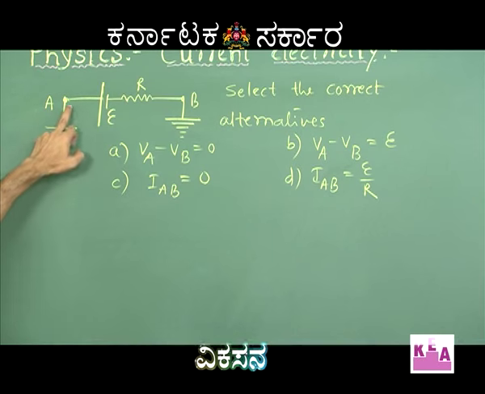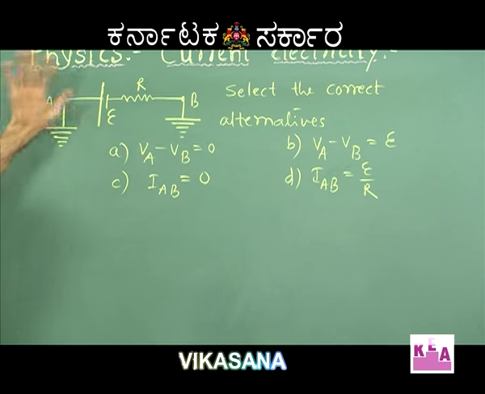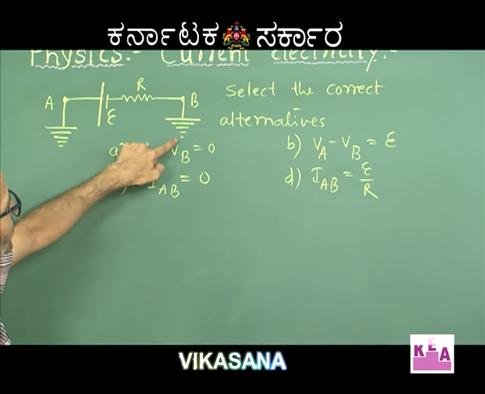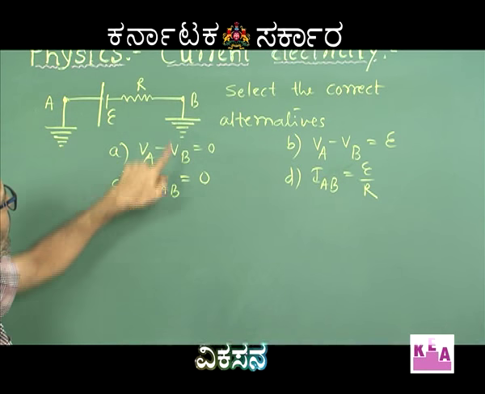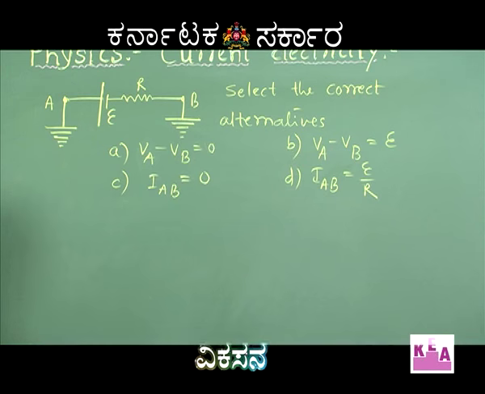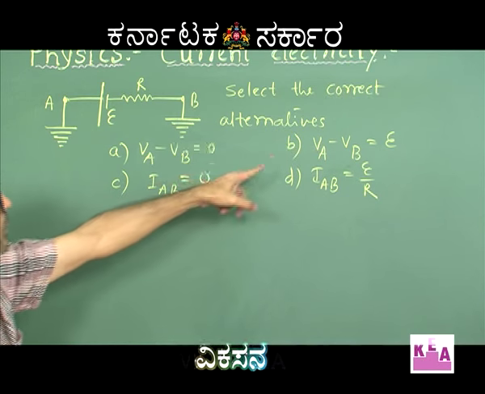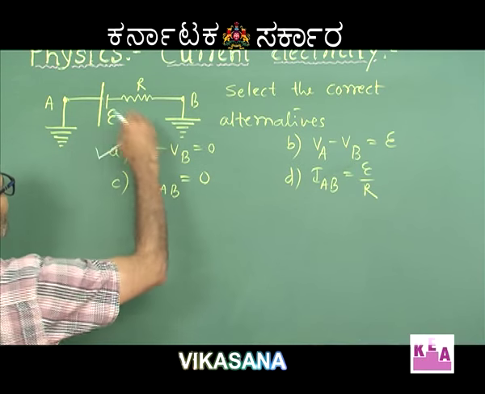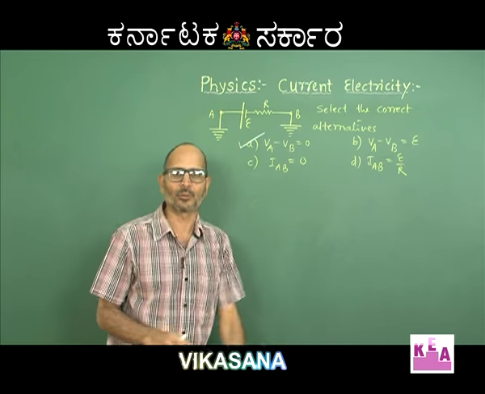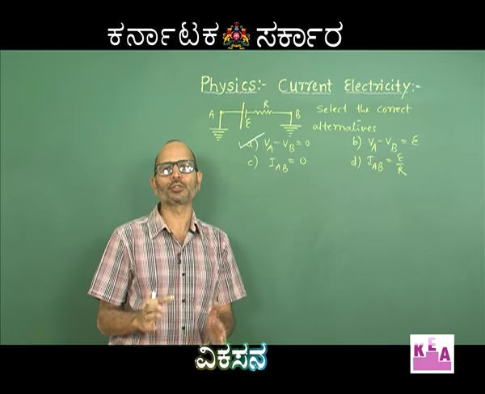See, A is connected to the earth, so the potential of A should be 0. B is connected to the earth, so the potential of B should be 0, and therefore VA minus VB should be 0. Right? VA minus VB is not E, VA minus VB is 0. That alternative can be selected without any problem, just using the knowledge of earthing.